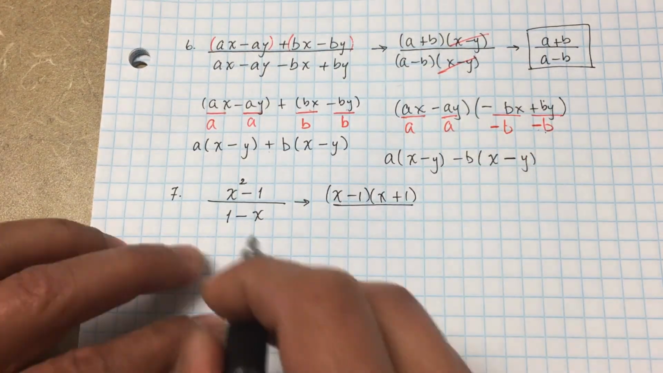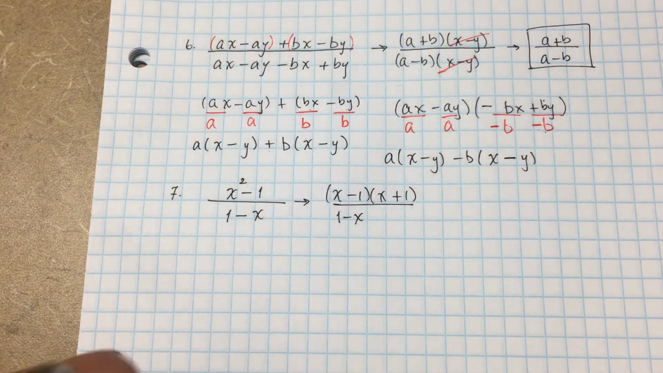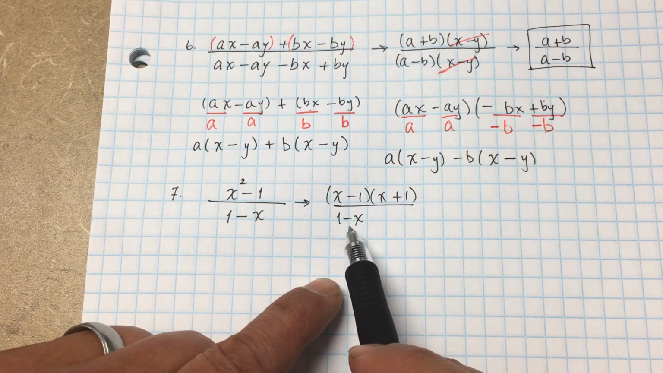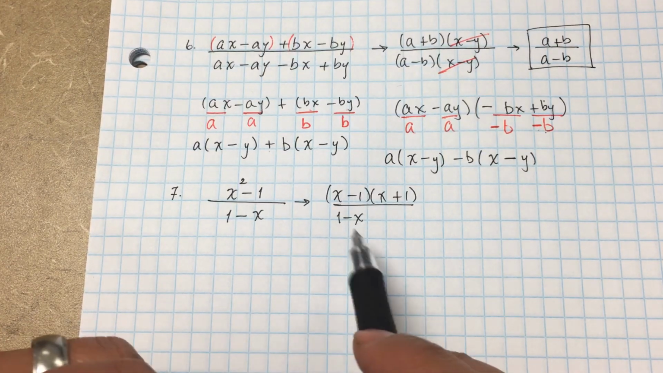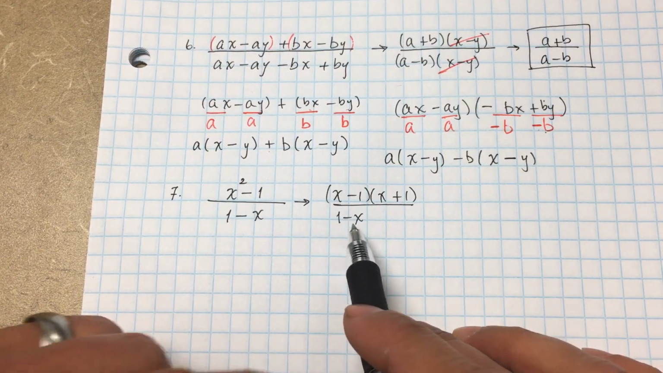Okay, now, on the bottom, you just have 1 minus x. And a lot of students think, oh, well, I can cancel these out. No, you can't. No se pueden cancelar. Okay, you can't cancel them out because subtraction is not commutative. Okay, resta no es conmutativa.